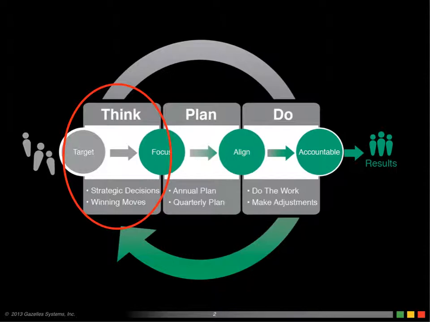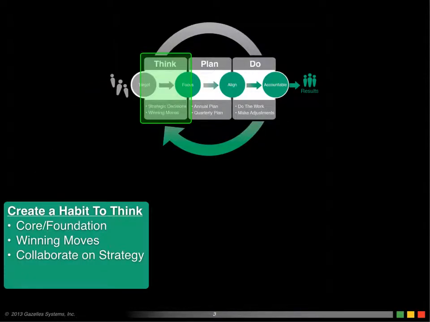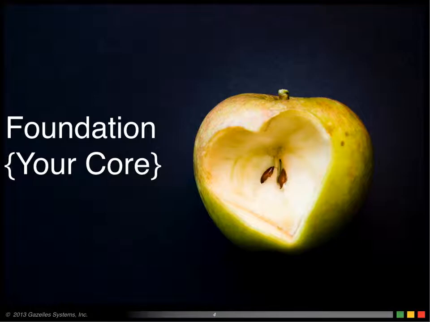Think gives you two things: a strategic foundation to help you make good yes/no decisions, especially when the stakes are high, and then winning moves to help you with continuous growth so you don't hit that growth ceiling. And so I'm going to show you how to use Rhythm to document your core foundation. I'm going to show you how to then work on winning moves. I'm going to show you how to collaborate on your strategies with your team. So let's take a look at your core, your foundation.